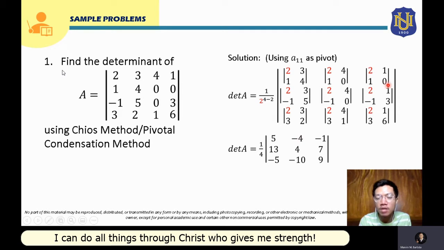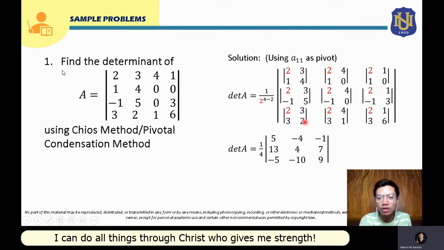And here, 2 times 0 minus 1 times 1, so that will be negative 1. And here, 2 times 5 minus negative 1 times 3, so that will be 13. And here, 2 times 0 minus negative 1 times 4, so that will be positive 4. And then here, 2 times 3 minus negative 1 times 1, so that will be 7.